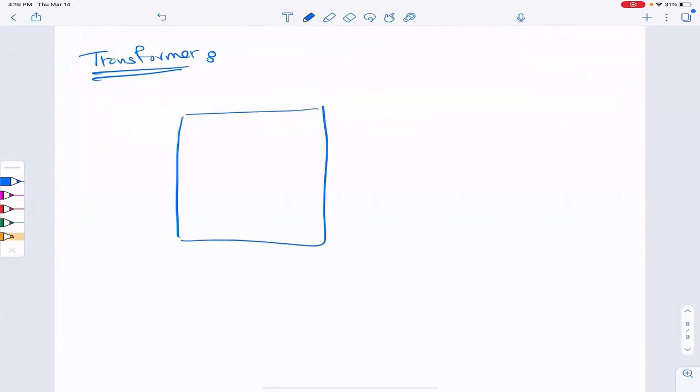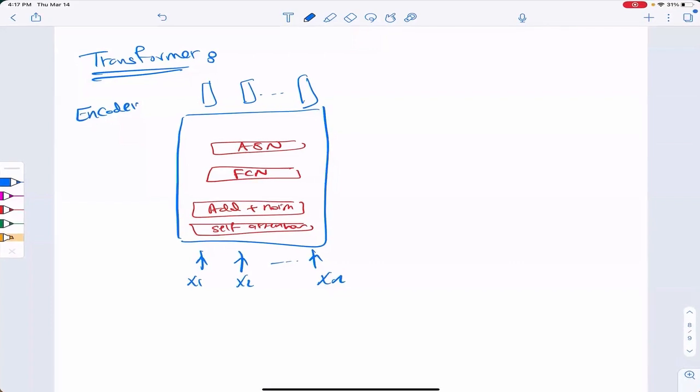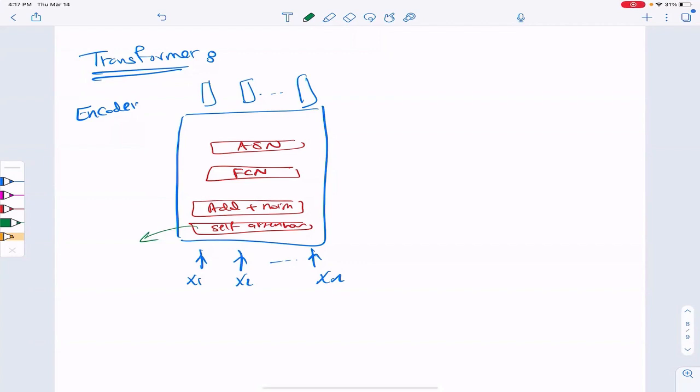So there is an encoder side. You have input tokens, x1, x2 to, let's say, xn. In the encoder, you have self-attention, then add and normalize, then fully connected network or MLP, another add and normalize. So the output of the transformer encoder is the same number of vectors that you have in your input. And we talked that the attention here, we don't have any constraint. That's why we are saying bidirectional attention. Every token can attend to every token.